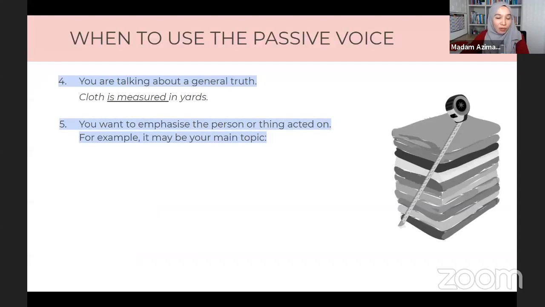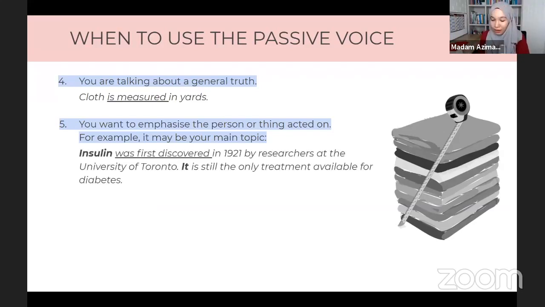Or number 5, you want to emphasize the person or thing acted on, not doing. For example, it may be your main topic. So if you're writing something, it can be insulin, that's my topic, was first discovered. You see there, was and then discovered, was first discovered in 1921 by researchers at the University of Toronto. That's the correct pronunciation, Toronto, yeah. It is still the only treatment available for diabetes. Okay, so insulin is my topic, and I've got by researchers there.